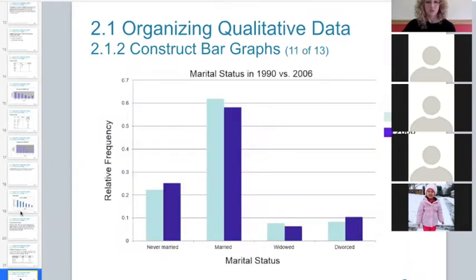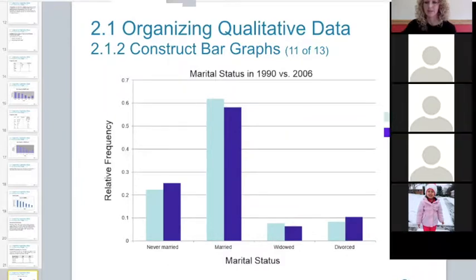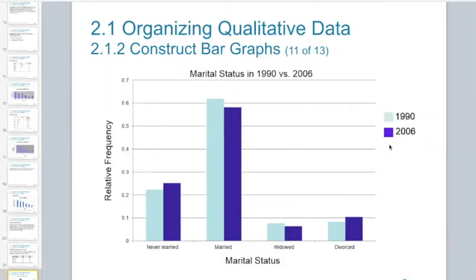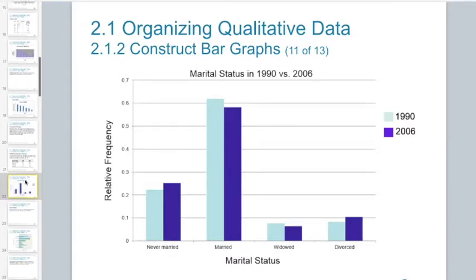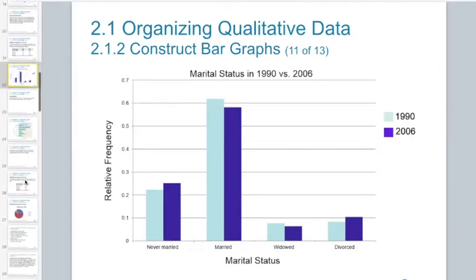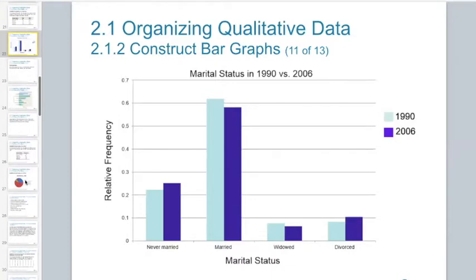If we want to get a little more fancy with our bar graphs or our bar charts, we can create this side-by-side bar graph, and it just separates our information a little bit more so that we can compare 2 sets of data at the same time. So for this one, the light blue is from the data from 1990, and then that darker blue or purple color is from 2006. So we've got 2 sets of information represented on the same graph, and we can compare it a little easier that way, if that's our goal.